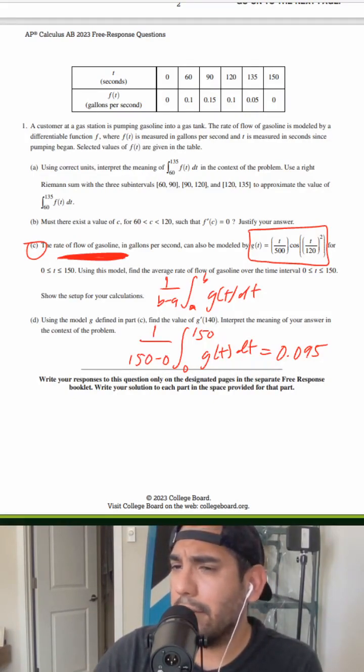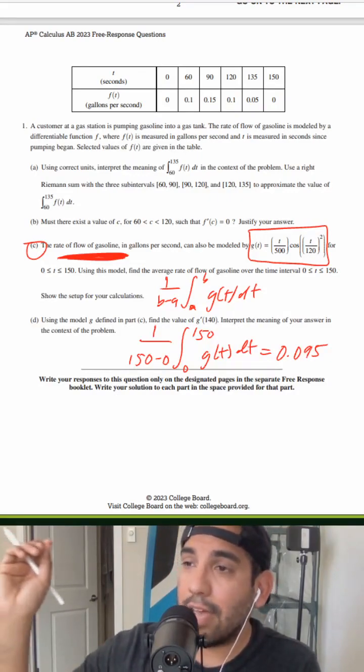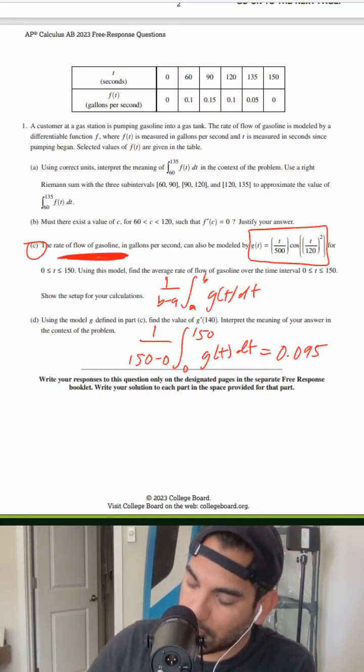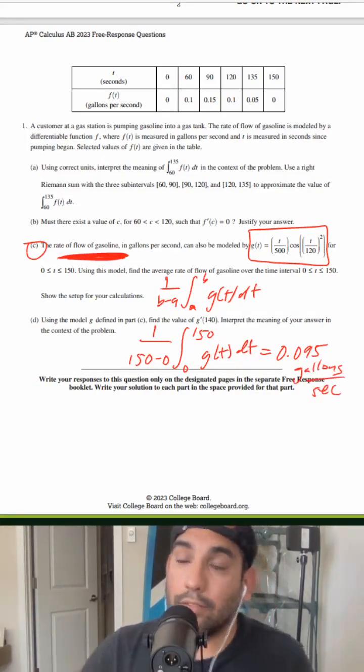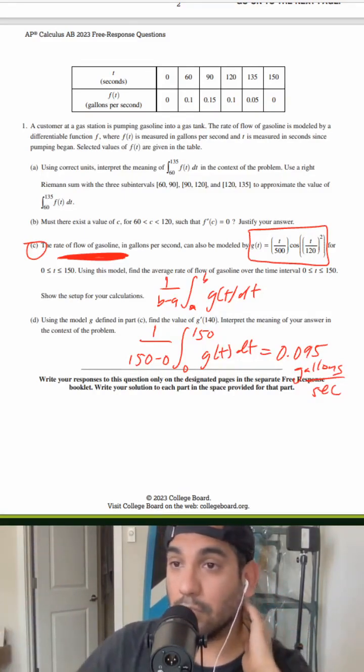So I calculated that incorrectly, or maybe not. We'll see. Again, if you see this on a replay, make sure that you are writing gallons per second. I believe you are going to have to write those units. But again, if you see something wrong, let me know in the comments, or if you're watching a replay, let me know in the comments as well.